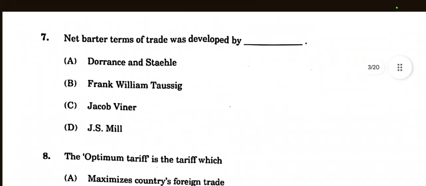Then come to question number 7. Net barter terms of trade was developed by Dorrance and Stalehill, Frank William Taussig, Jacob Viner, or J.S. Mill. Net barter terms of trade was developed by F.W. Taussig. So option B is the right choice.